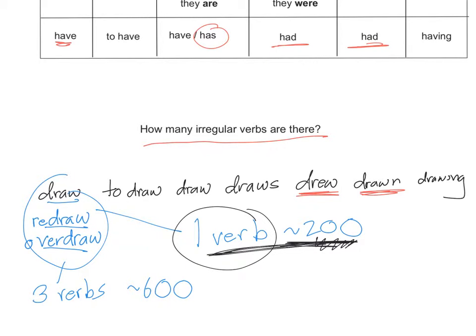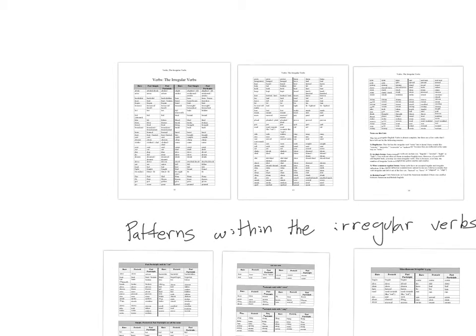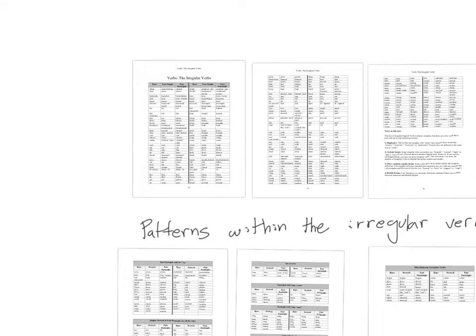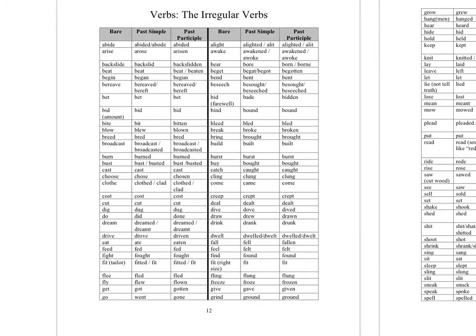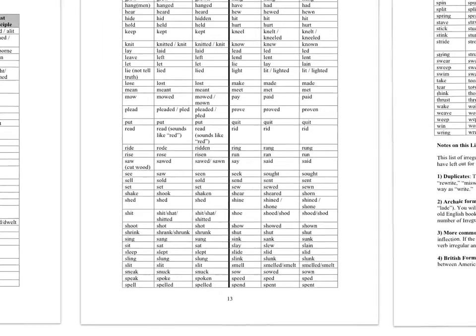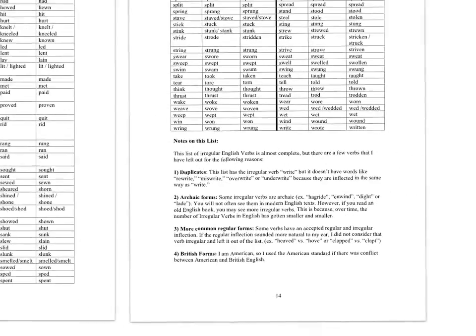All right, now that we've established that there are 200 irregular verbs, let's move on to the next slide and take a look at all of them. So here we go. Here is a PDF that I made a few years back that shows all 200 of these irregular verbs. Let me zoom in on each page, so if you want, you can pause the video and write them down. They're sorted alphabetically, so here's the first page of the irregular verbs. Here is the second page. And here is the third page.